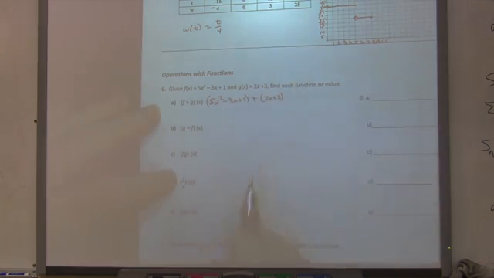Now remember, just because I put the parentheses doesn't mean we use the FOIL or claw method on this. We just combine like terms when we add. So there are no other 5x squareds, or x squareds.